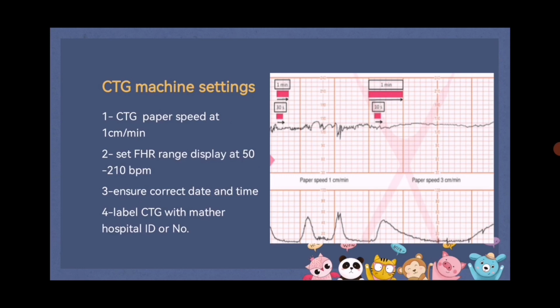Now CTG machine settings, you should set CTG paper speed at 1 cm per minute. You can see in the picture when you increase the speed of the paper from 1 cm per minute to 3 cm per minute, see there is a lot of difference. So it is very important. Then set fetal heart rate range display at 50 to 210 beats per minute. Ensure correct date and time. Label CTG with mother's name, hospital ID or number.